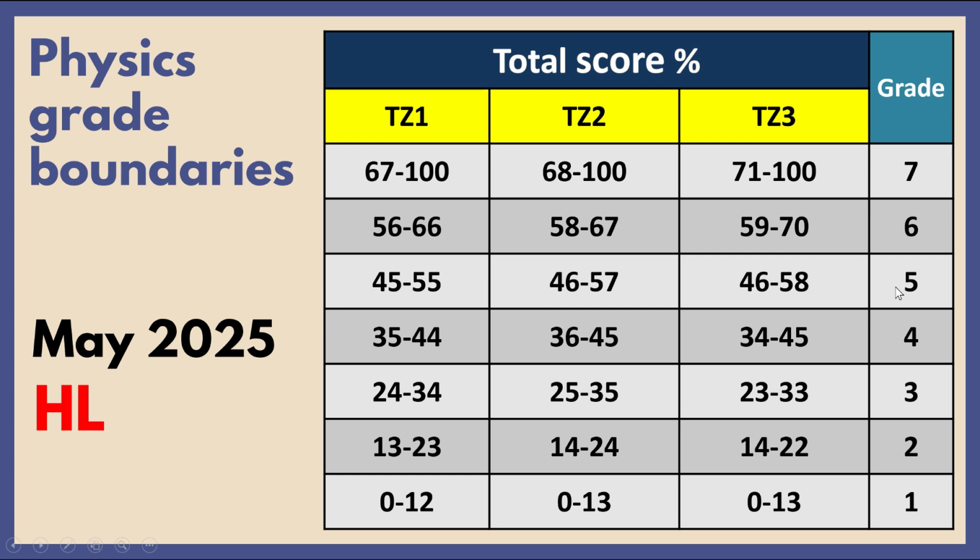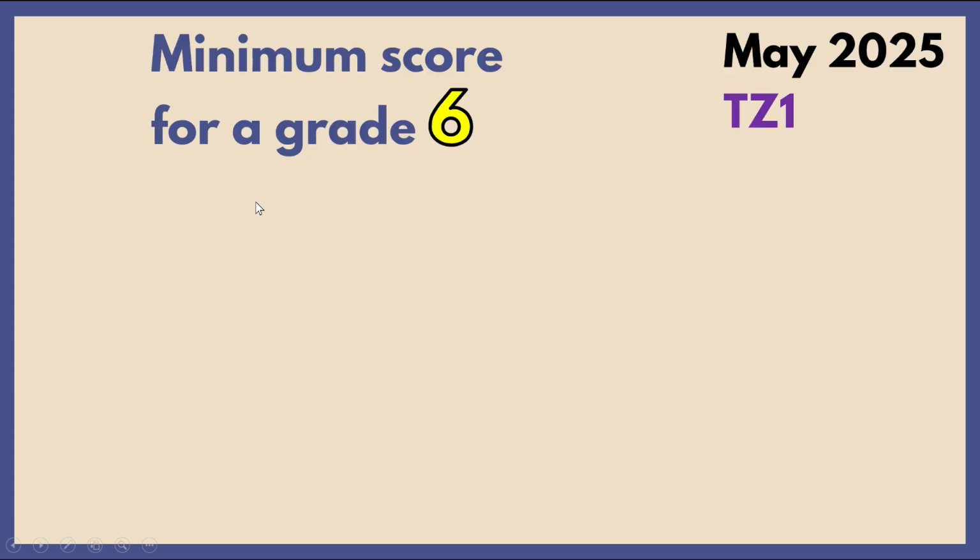To get a 5, in time zone 3, you need 46. In time zone 2, same 46. But in time zone 1, you need 45. They are different. Okay, what about different subjects?